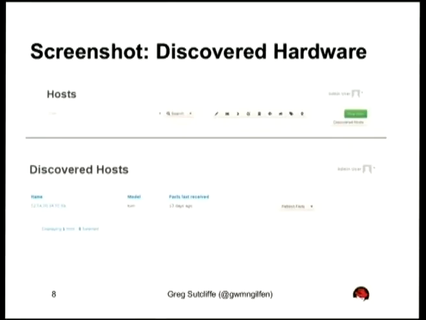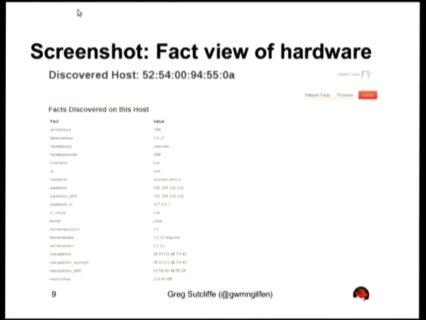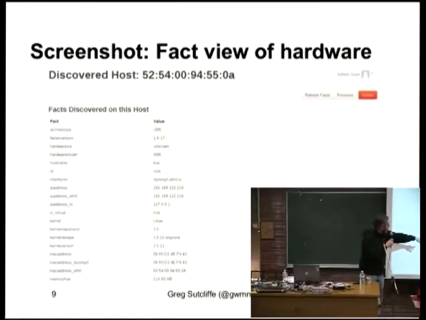You can see that the MAC address is actually a link, so I can click through and find out more about this host. And this probably doesn't come out very well, but you can see a few things down the bottom. We've got how much memory we've got, things about the architecture, interfaces. We know about the system, right? So we can find out if this is something we want to use.